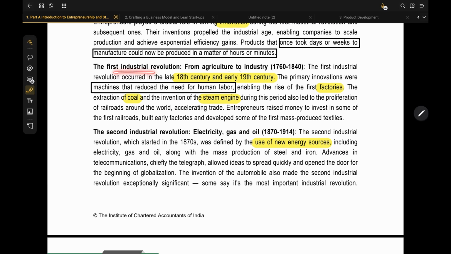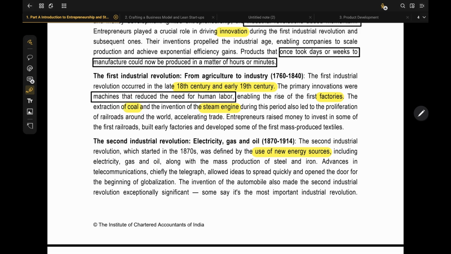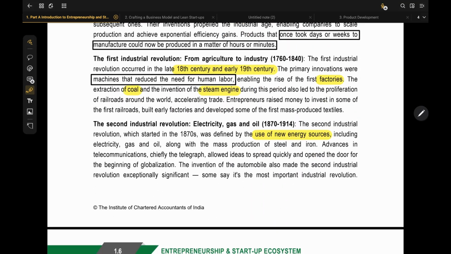First industrial revolution, from agriculture to industry. This happened in the 18th century and the 19th century. They invented machines that reduced human labor. So first factories came into place. The main invention in this period was coal and the steam engine. In the first industrial revolution, coal and the steam engine were first invented. Main inventions were these two only.